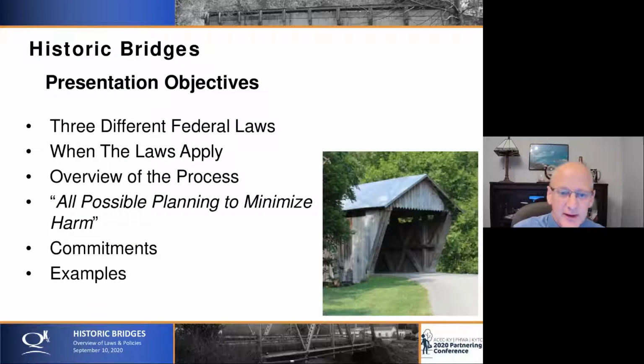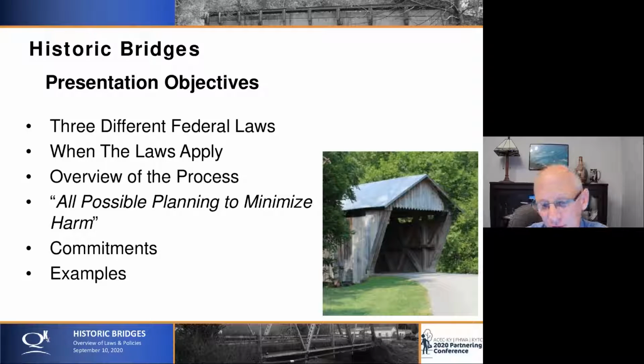Back in Bridge Day, and the same today, the objectives of the presentation are to discuss 3 different federal laws that influence historic bridges. Most of us know 2, but there's another one out there I'll present later on in the presentation. And when those laws apply, an overview of the process on how we make the decisions.